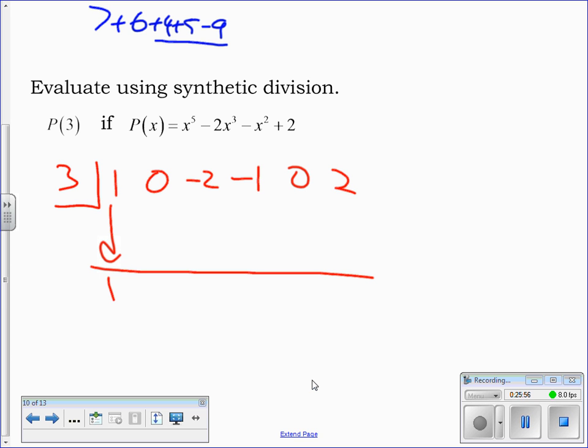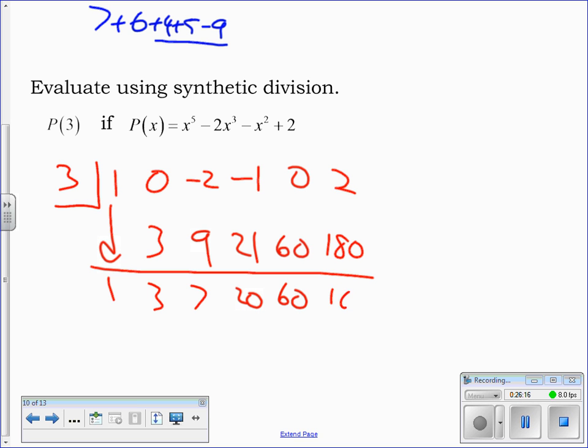Same process. 3 times 1, 3, add, I get 3. 3 times 3 is 9, add, I get 7. 3 times 7 is 21, add, I get 20. 3 times 20 is 60, add, I get 60. 3 times 60 is 180, add, I get 182.